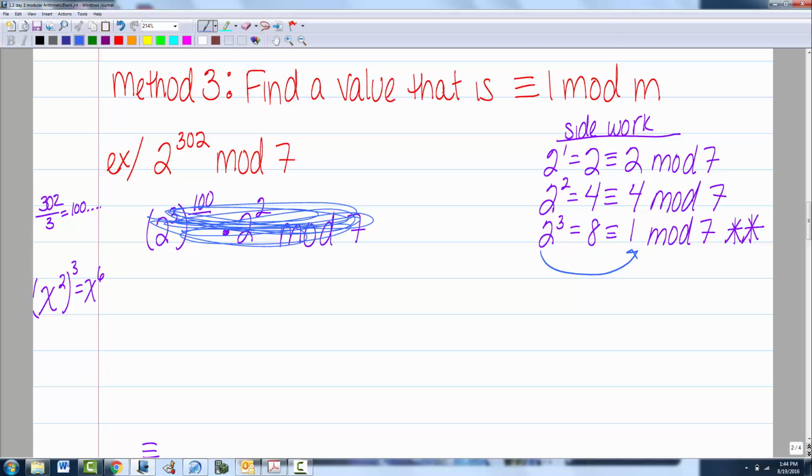Now here comes the magic. What's 2 to the third? 8. What is 8 equal to? Well, how many times does 7 go into 8? Once. Okay, then what's the remainder? 1. So 8 equals 1 mod 7. So now what I want to do is work with exponents to get an 8 out of this secretly. So this is what you do.